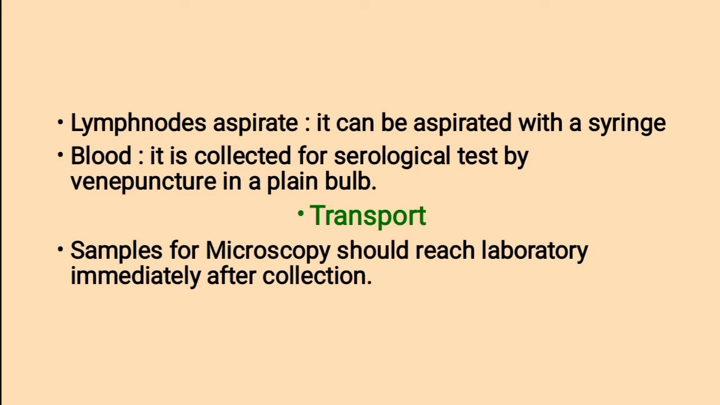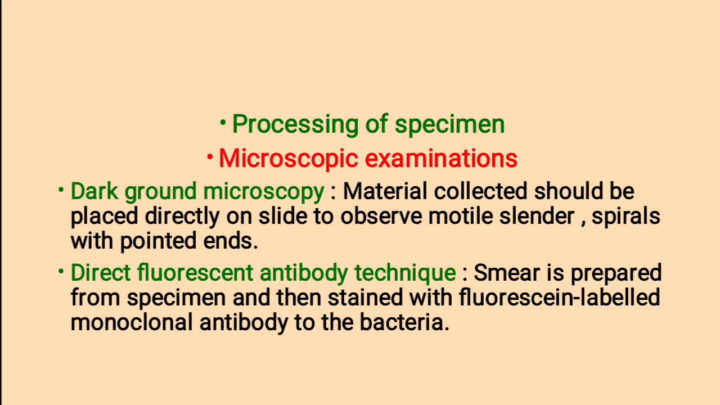Lymph node aspirate can be aspirated by using a syringe. Blood is collected for serological test by venipuncture in a plain bulb. Transport: samples for microscopy should reach the laboratory immediately after collection. Processing of specimens. First one, microscopic examinations.